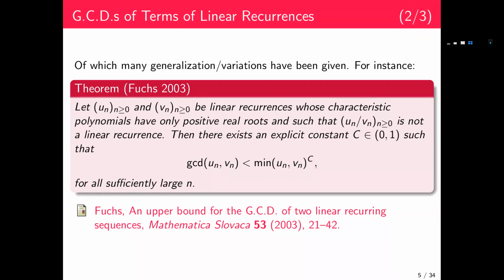Excuse me, Carlo, can I have one question? This constant is dependent on the sequences U sub n and V sub n? Yeah, I would say that, because it probably depends on the roots of the characteristic polynomials. Okay, I see. It is not absolute. Thank you.